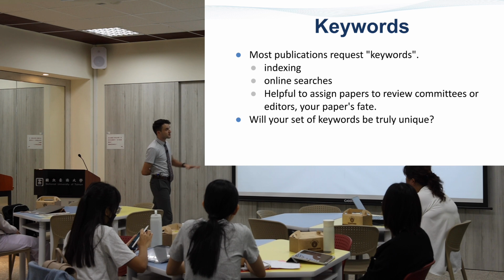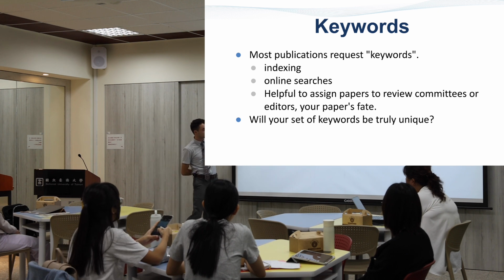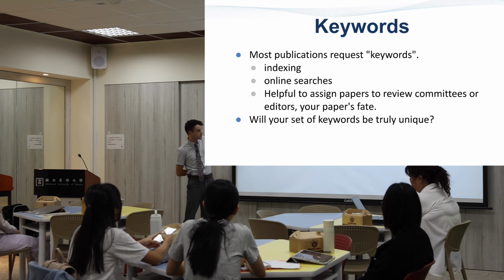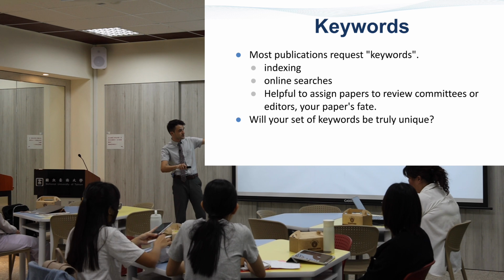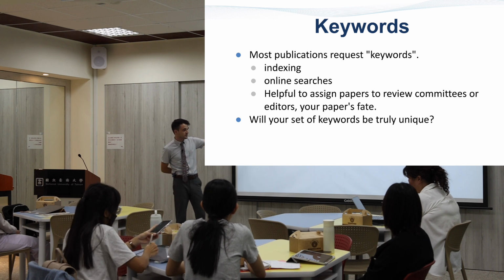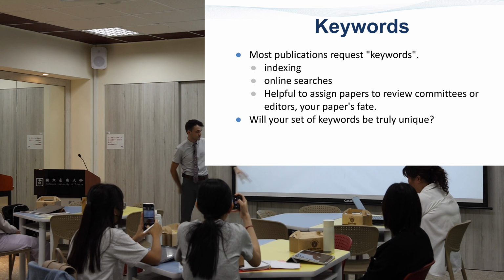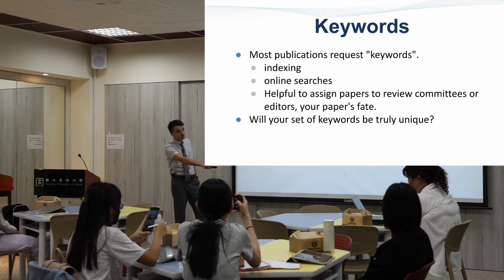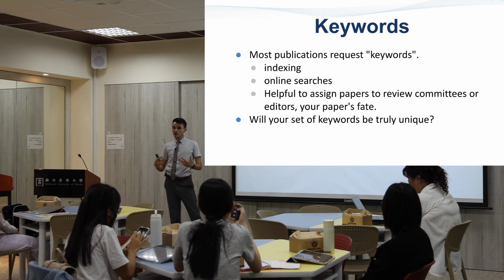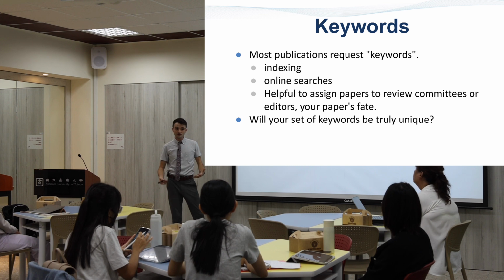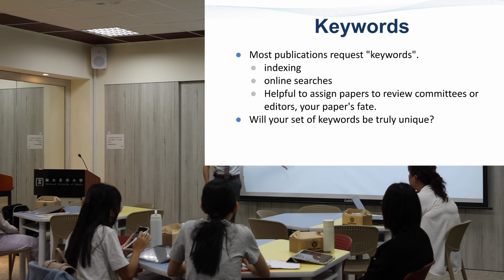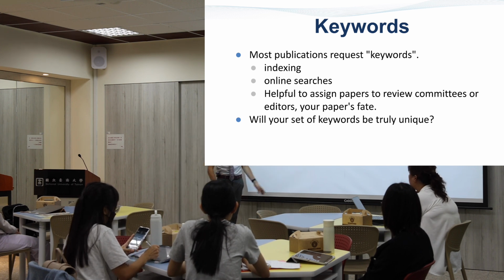Keywords in your abstract. Most publications request keywords. This is for indexing. This is for online searches. And it's helpful to assign papers to review committees or editors that decide your paper's fate. You will see a set of keywords. Will your set of keywords be truly unique? Right? You want unique keywords so you can find your article. But truly unique, that actually is a little redundant. Really, we should just say unique.